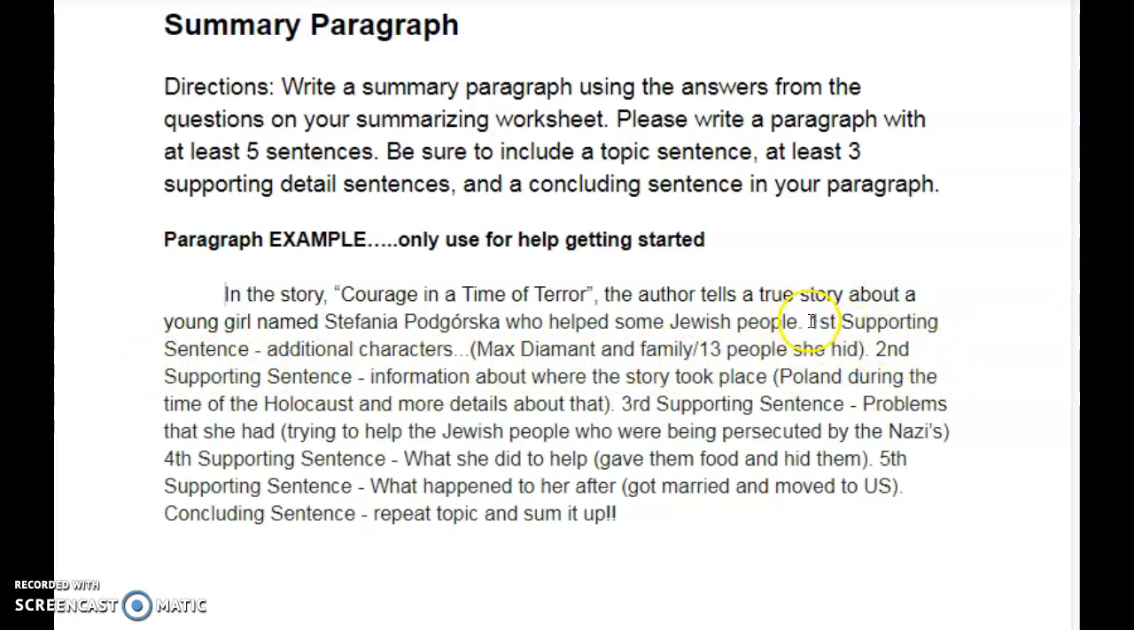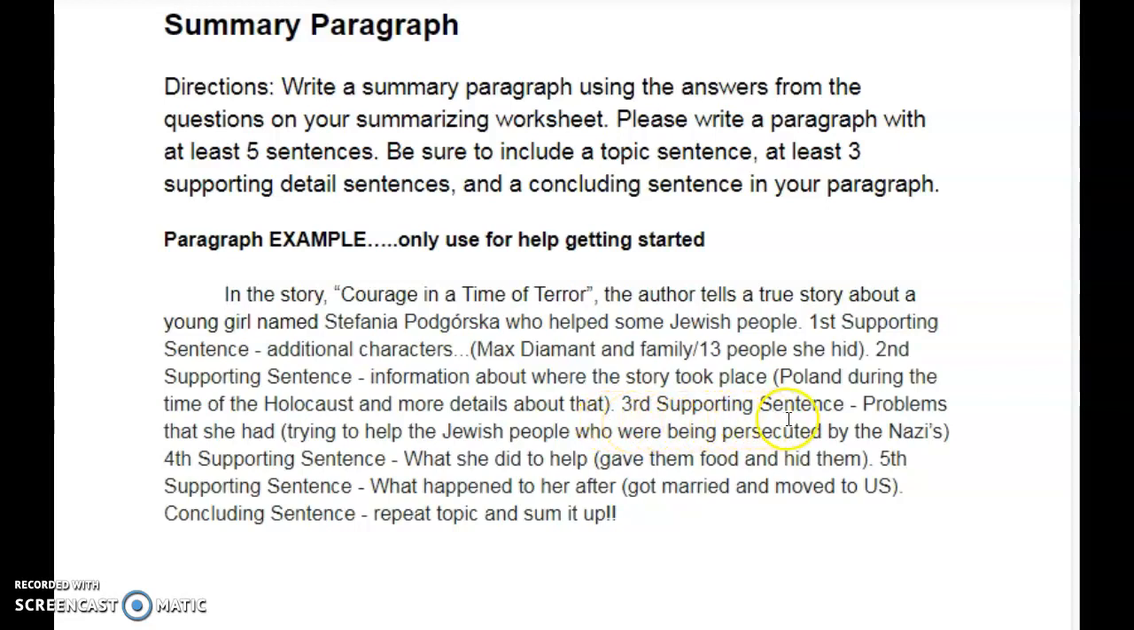So the next thing I would start typing is the first supporting sentence, and I would have included additional characters in my next sentence, which is my first supporting sentence, and I gave some examples. Max Diamant and his family and the 13 people she hid is probably something I'd put in that sentence. Then I'd start my second supporting sentence, and that needs to be information about where the story took place. Of course, this took place in Poland during the time of the Holocaust, and you would want to include some more details about that in your sentence.